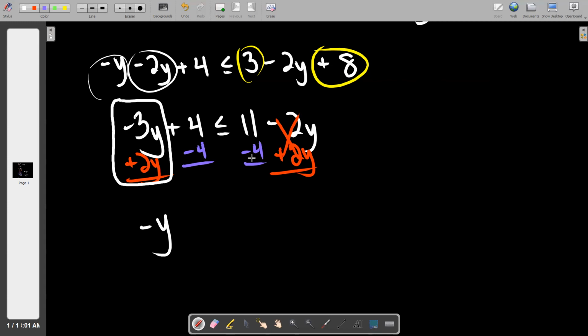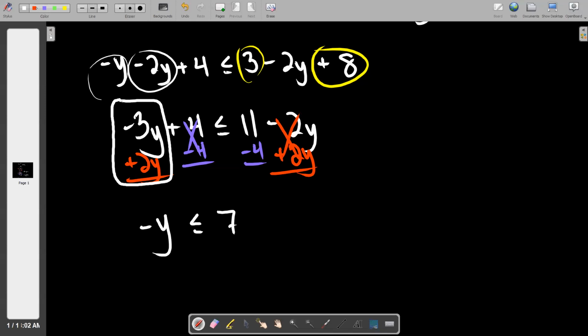Like this, might as well do two steps at once. And I'm going to be left with, don't change the sign, 11 minus 4 is 7. So the bad news is I have a negative on my y, but the good news is I'm not going to be one of those knuckleheads that forgets to put it on the left, because while I've already got it, I've already forced it over to the left.